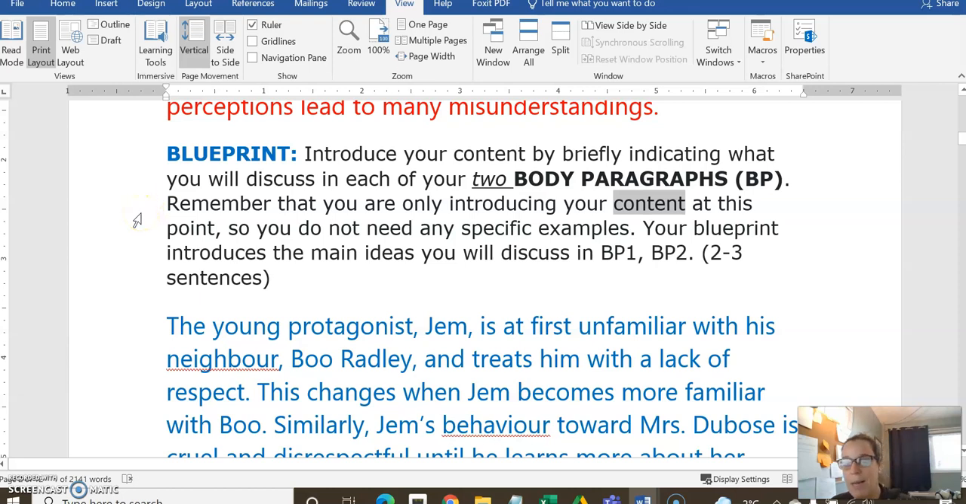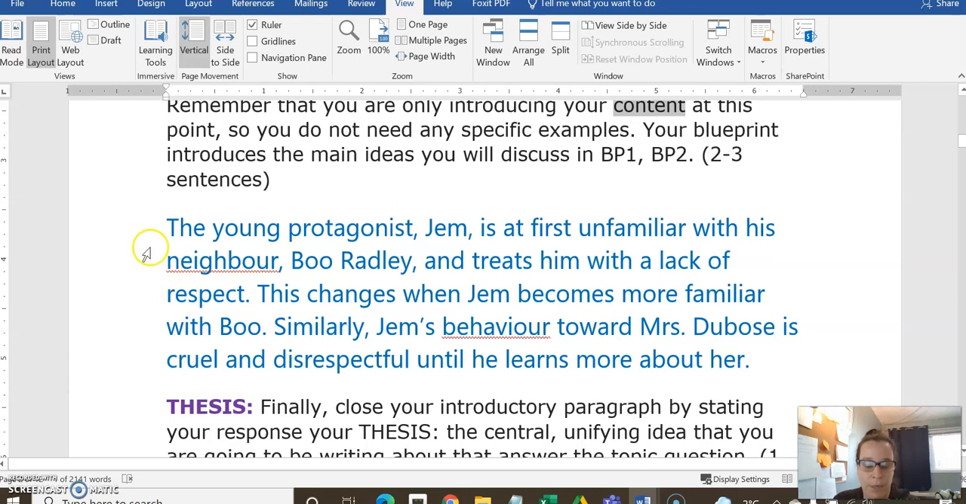You don't need any specific examples. There should not be any quotes, any specific pieces of evidence. You're just introducing what the main ideas are going to be about. And this should take maybe 2 to 3 sentences.